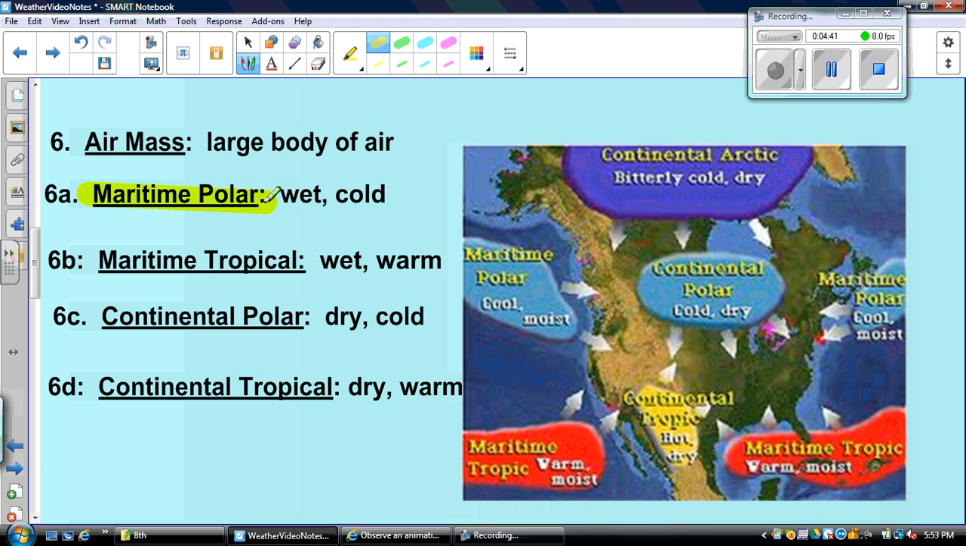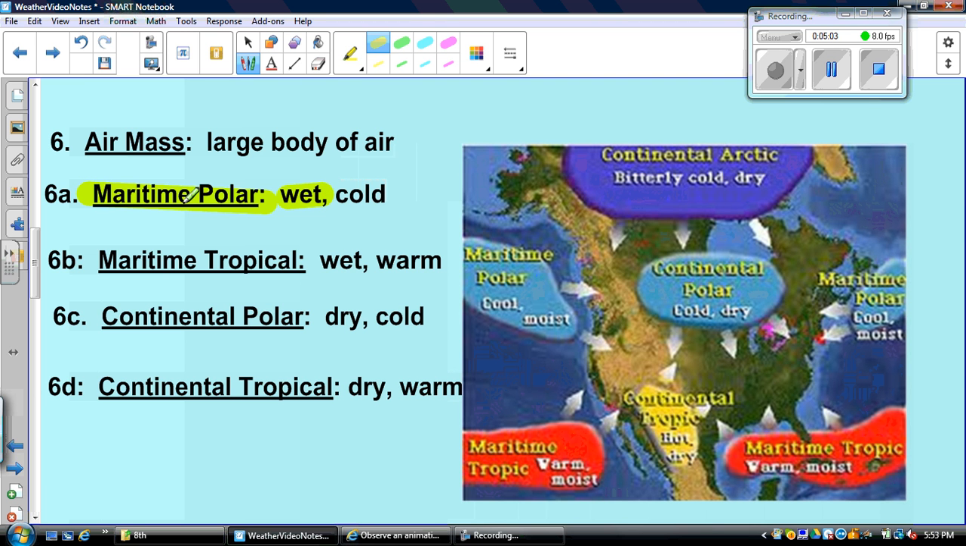There's maritime polar, and there's a really easy way to remember. El mar in Spanish means sea. So think of maritime as forming over the ocean. If it forms over the ocean, it's always going to be wet, because water evaporating from the ocean is going to put water vapor into the air.